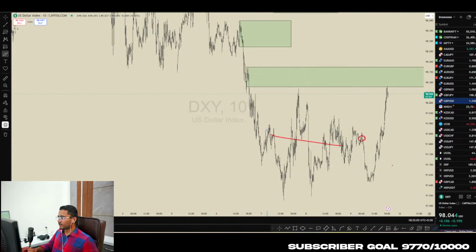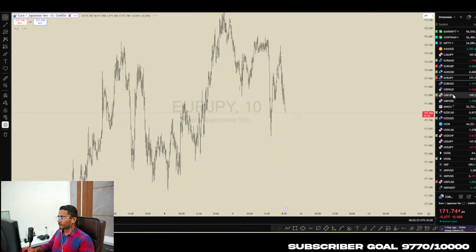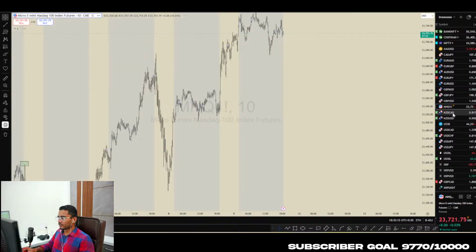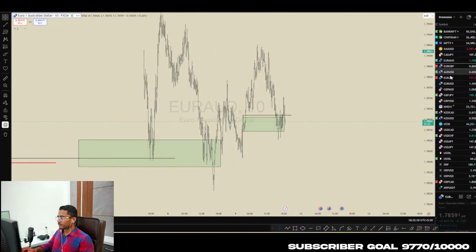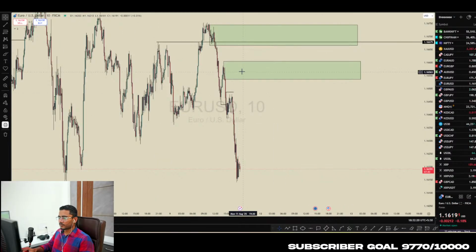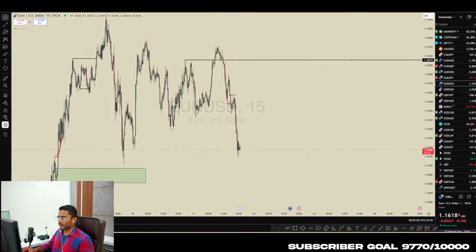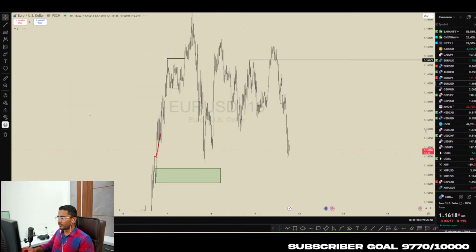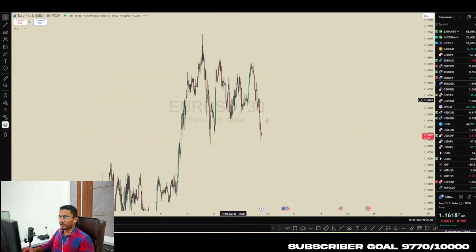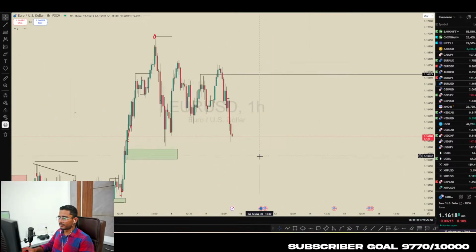So if this does, then probably GU and EU should continue. So let's wait first. If price gives us a change of character on DXY, then probably again it should continue to upside. So I'm still confused over here.